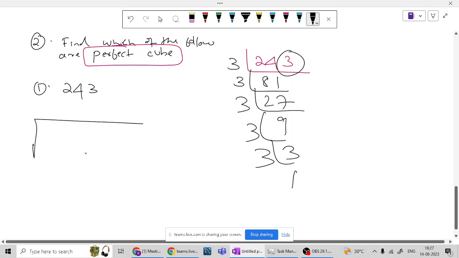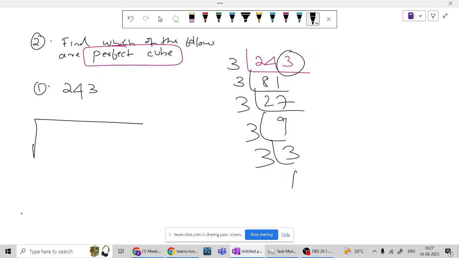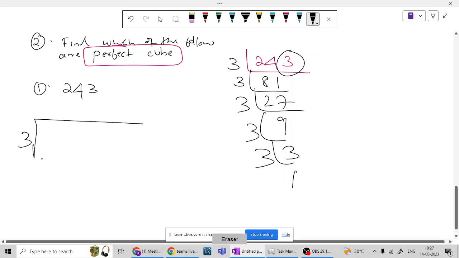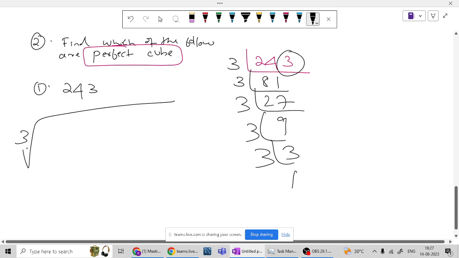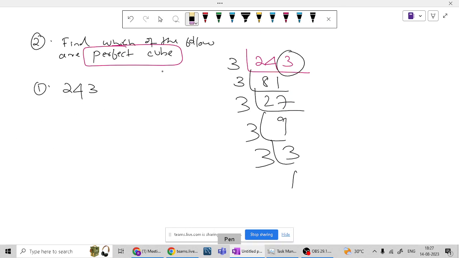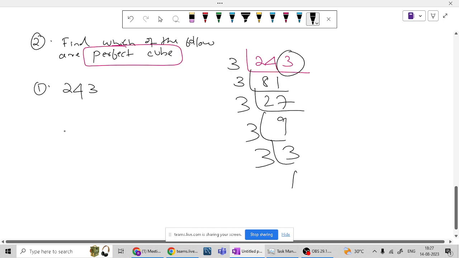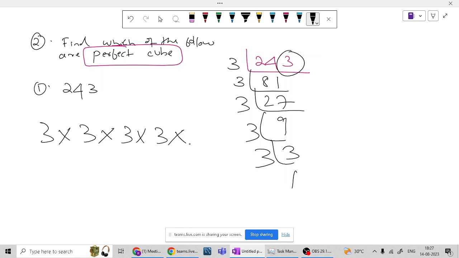Look, for square root, this is the symbol. I forgot to mention the symbol. This is for square root, students. For cube root, you just add 3 outside. Can you see the cube root here? This is the symbol. But now they didn't ask us for cube root, so don't write that symbol. Just write 3 into 3. How many times is 3 present? 5 times. So try to group 3 values each.